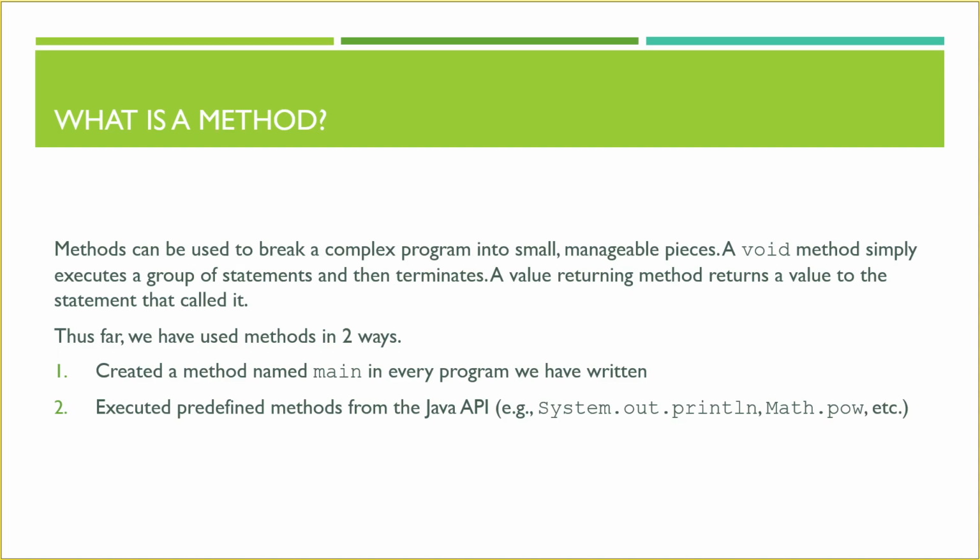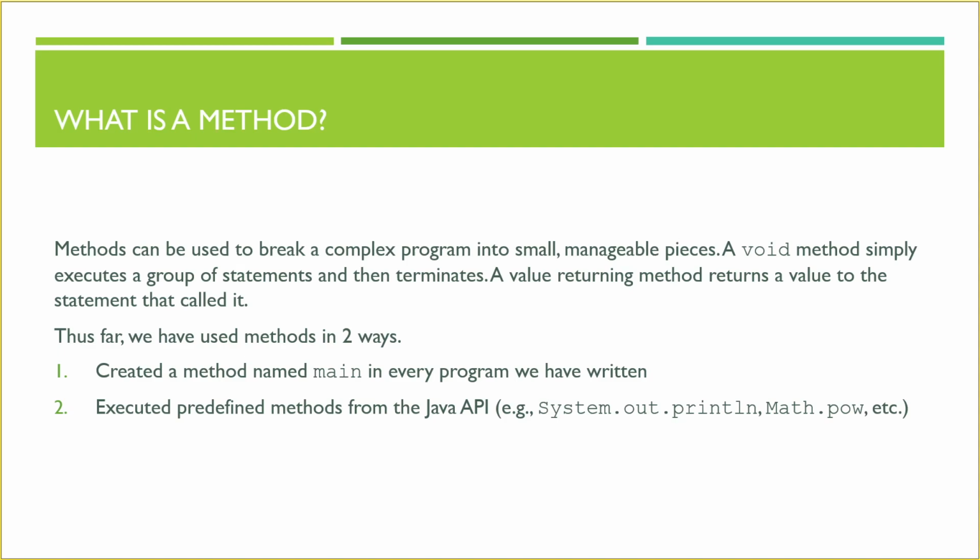We have two different kinds of methods. We have a void method, and we'll discuss these more in depth. But a void method simply executes a group of statements, and then it will terminate. We also have methods that return values to the statements that call them.